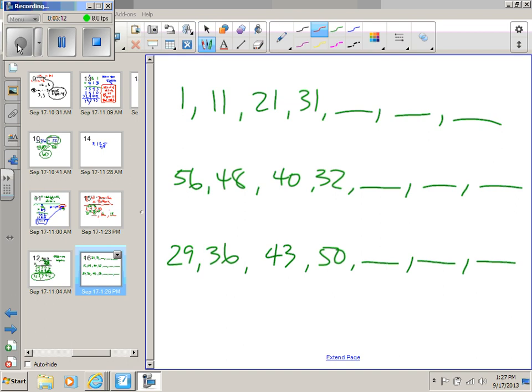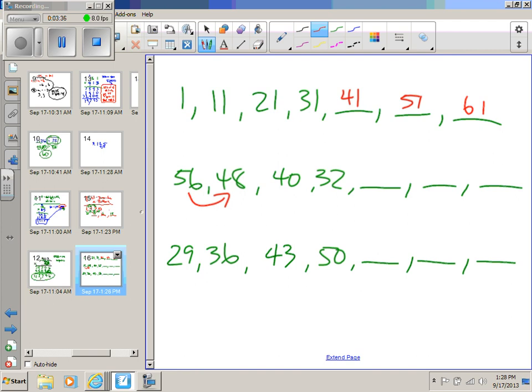First one, 1 to 11, 21, 31. Any ideas what's happening? Josiah? Adding 10. And it looks like it works. So, Calvion, what are we looking at? Very good. We got the first one. Outstanding. Next one, 56 to 48.